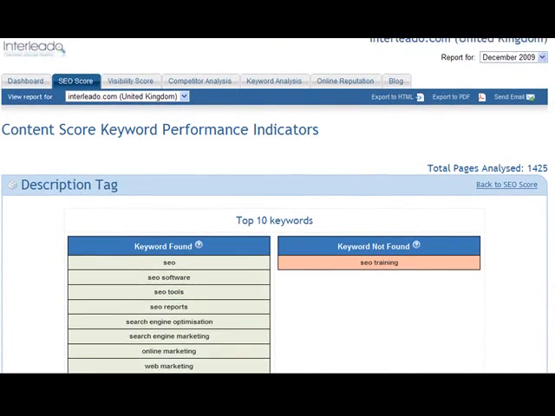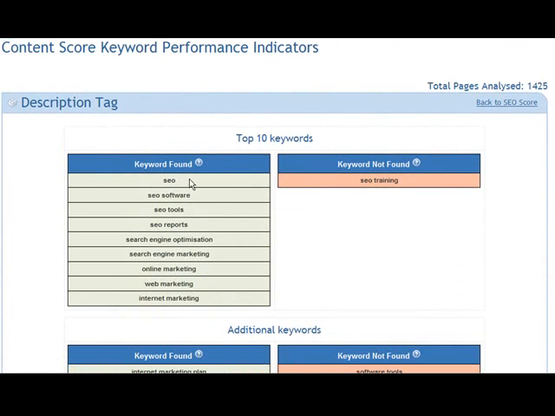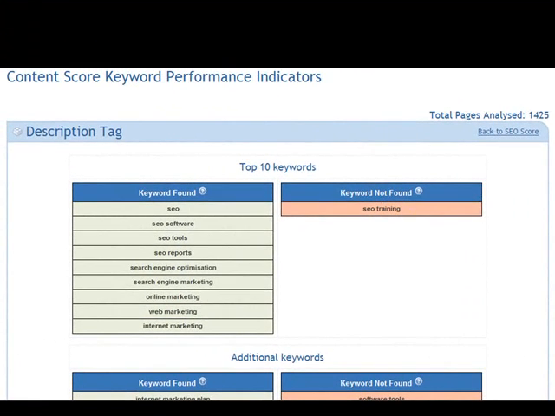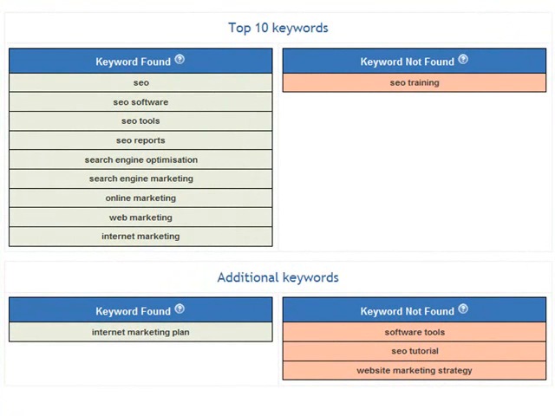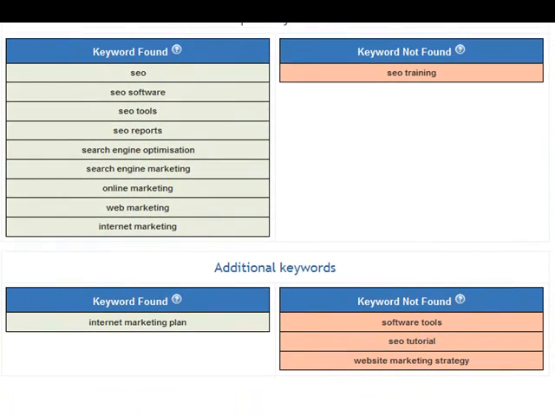And you can see here in the simple table the keywords that were found in the description tag and the keywords that were not found in the description tag. These are the top 10 keywords and the additional keywords. So we can easily see here, okay, we need to get these additional keywords into the description tag. We need to identify a page that we're going to optimize for those keywords.